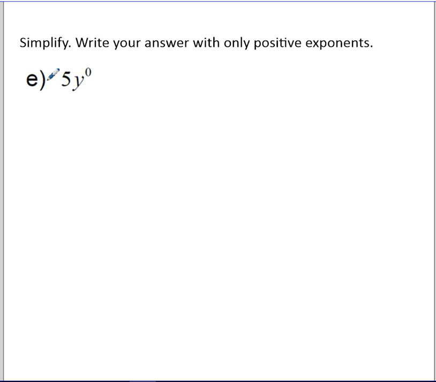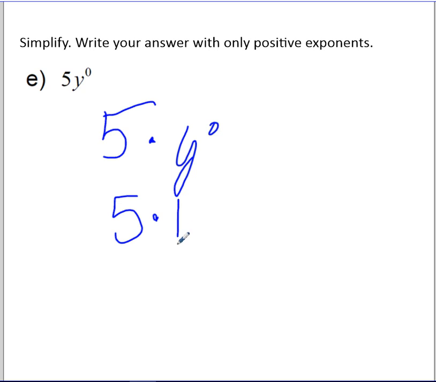Whereas this next problem, notice there's no parentheses. So this is 5 times y to the 0 power. So the 5 does not get the 0 power, so it stays as 5. y to the 0 power does equal 1, so we have 5 times 1 in this case, which gives us our answer of 5.